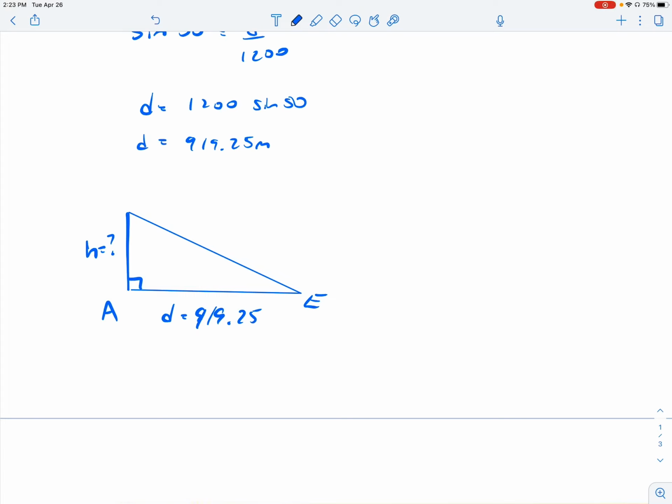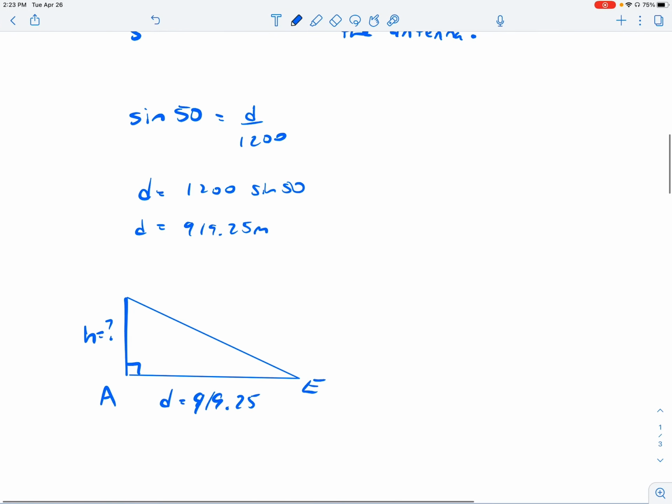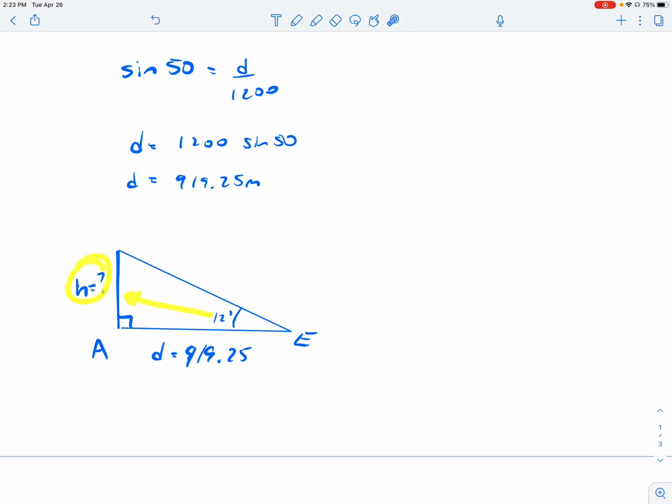Okay, so I can easily find H. And I do need that angle of elevation that was 12. Okay, so just applying SOHCAHTOA again, this time this angle has H as the opposite and the given information is the adjacent, so I want to use tan. I can write out tan 12, opposite over adjacent, that'll be H over 919. So solving for H equals 919, I'm going to keep the other decimals, the 0.25, times tan of 12.